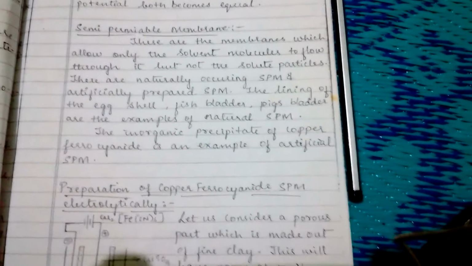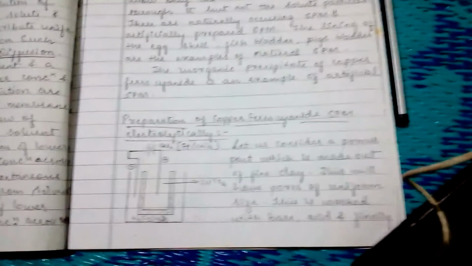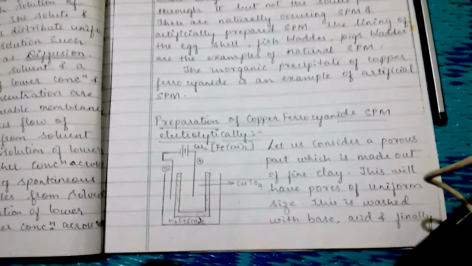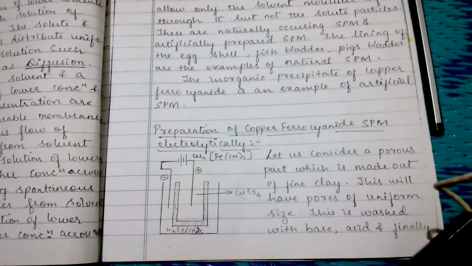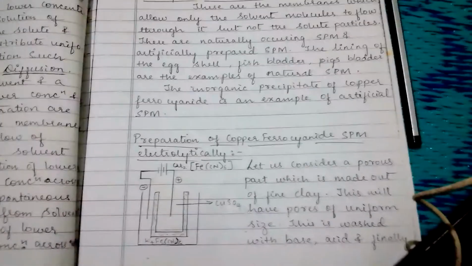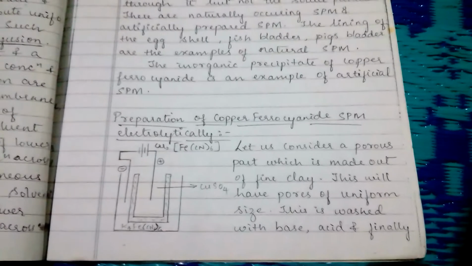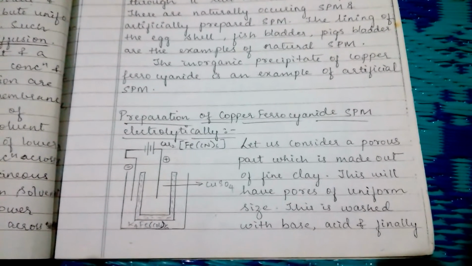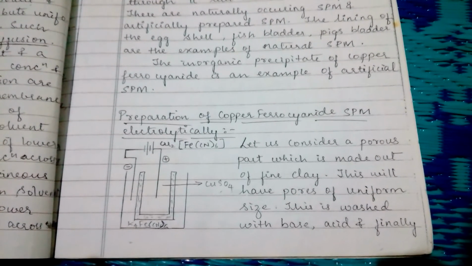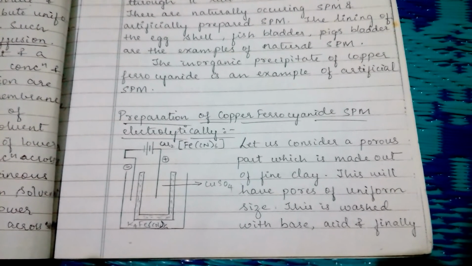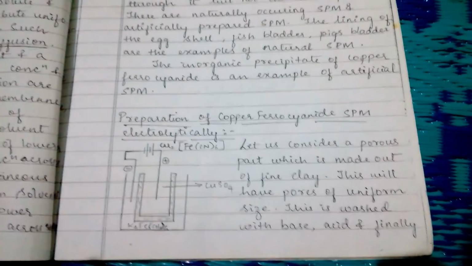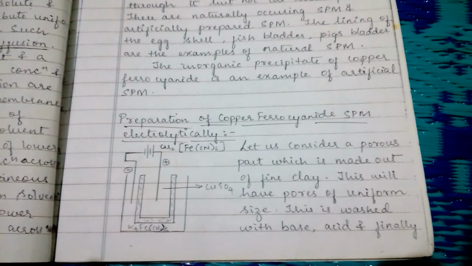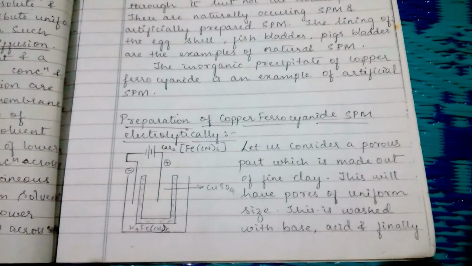Now let us discuss the artificial semi-permeable membrane and how to prepare it. That is the preparation of copper ferrocyanide semi-permeable membrane electrolytically. Here on the left-hand side of the page we can see the diagram, which has two electrodes, positive and negative, where copper sulfate is dipped at the positive end and potassium ferrocyanide is dipped at the negative end, and there is a porous pot shown with the dotted line.